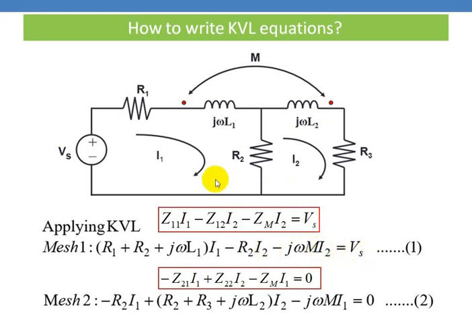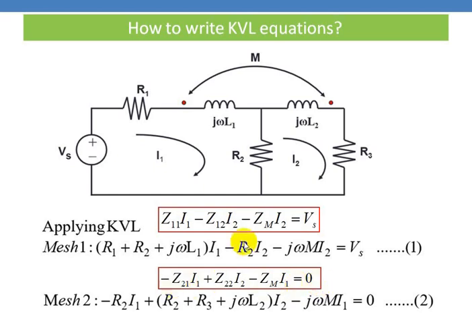Normally you would write minus Vs equal to 0. If you write it on the right hand side, you can write straight away Vs. Coming to the second mesh, the general form of writing is minus Z21 into I1 plus Z22 into I2 minus Zm into I1 equal to 0. Let us see one by one.